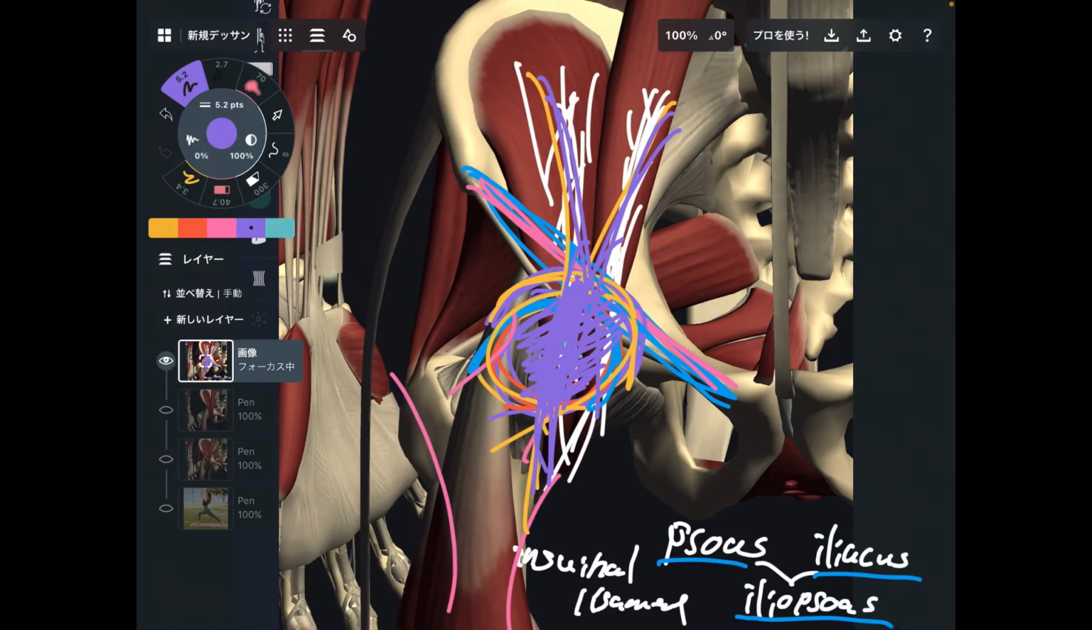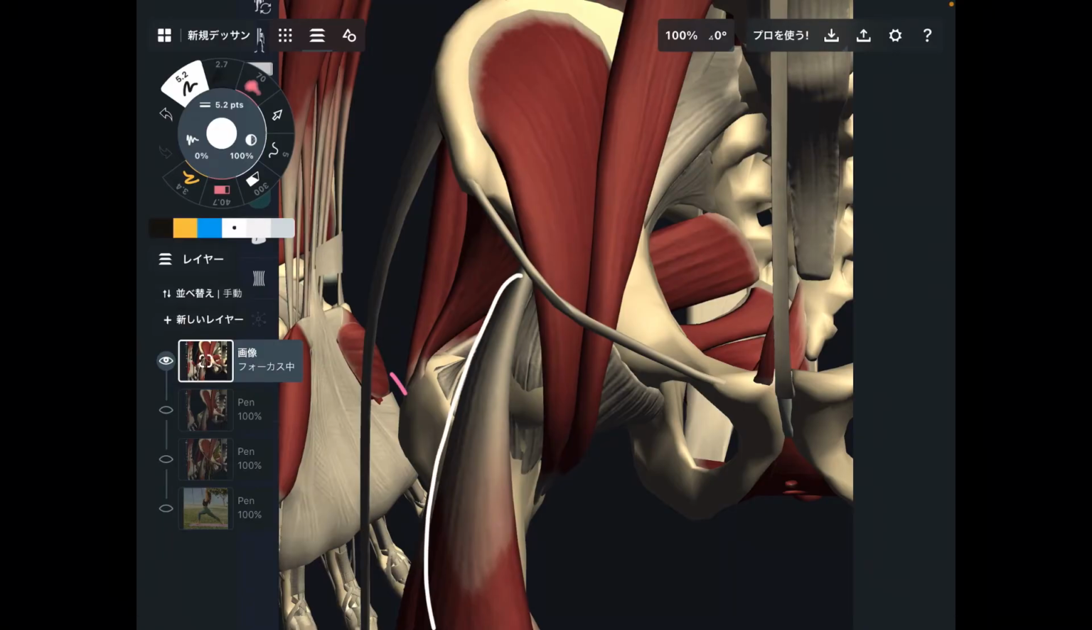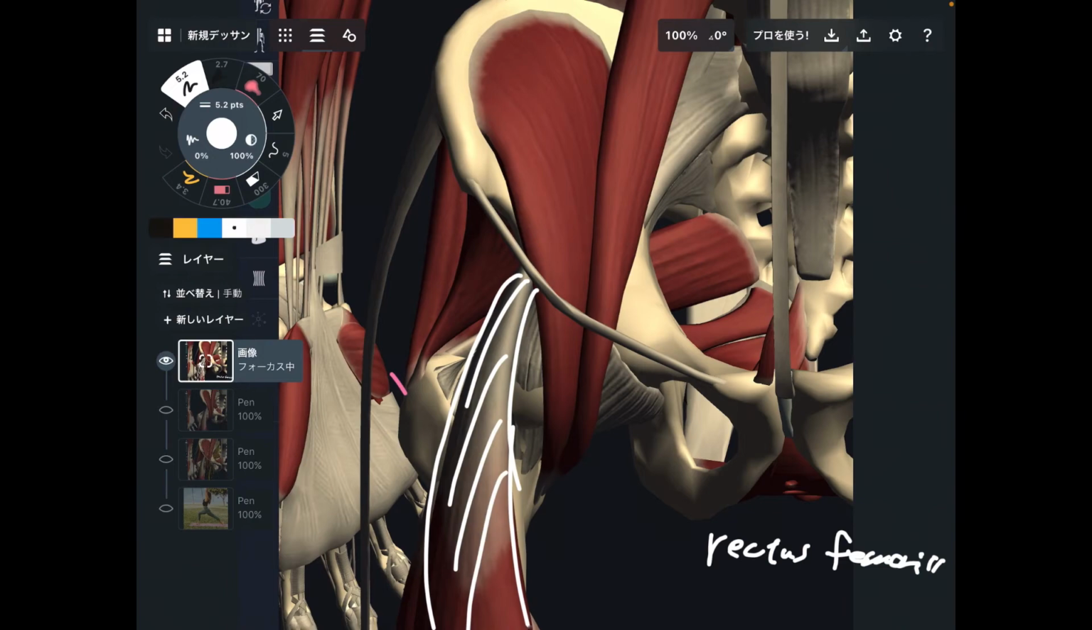Let's go to the next one. Next one is this one. This is rectus femoris. Rectus femoris is part of the quadriceps. There are 4 muscles in the quadriceps, right? However, rectus femoris is the only quadriceps muscle that attaches to the pelvis. Yep, this guy attaches to the pelvis. Thus, this can move the hip joint. The other 3 muscles attach to the femur. Only rectus femoris attaches to the pelvis.